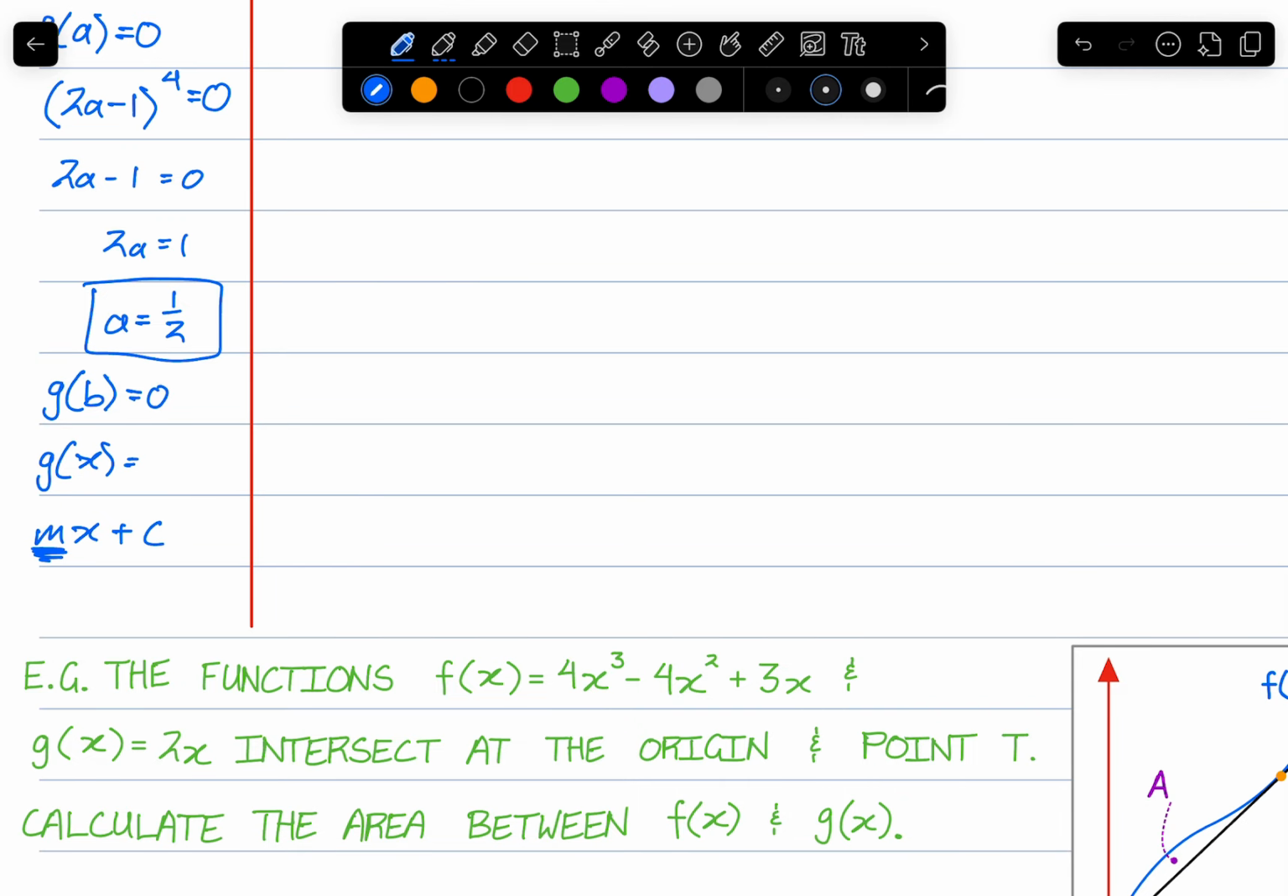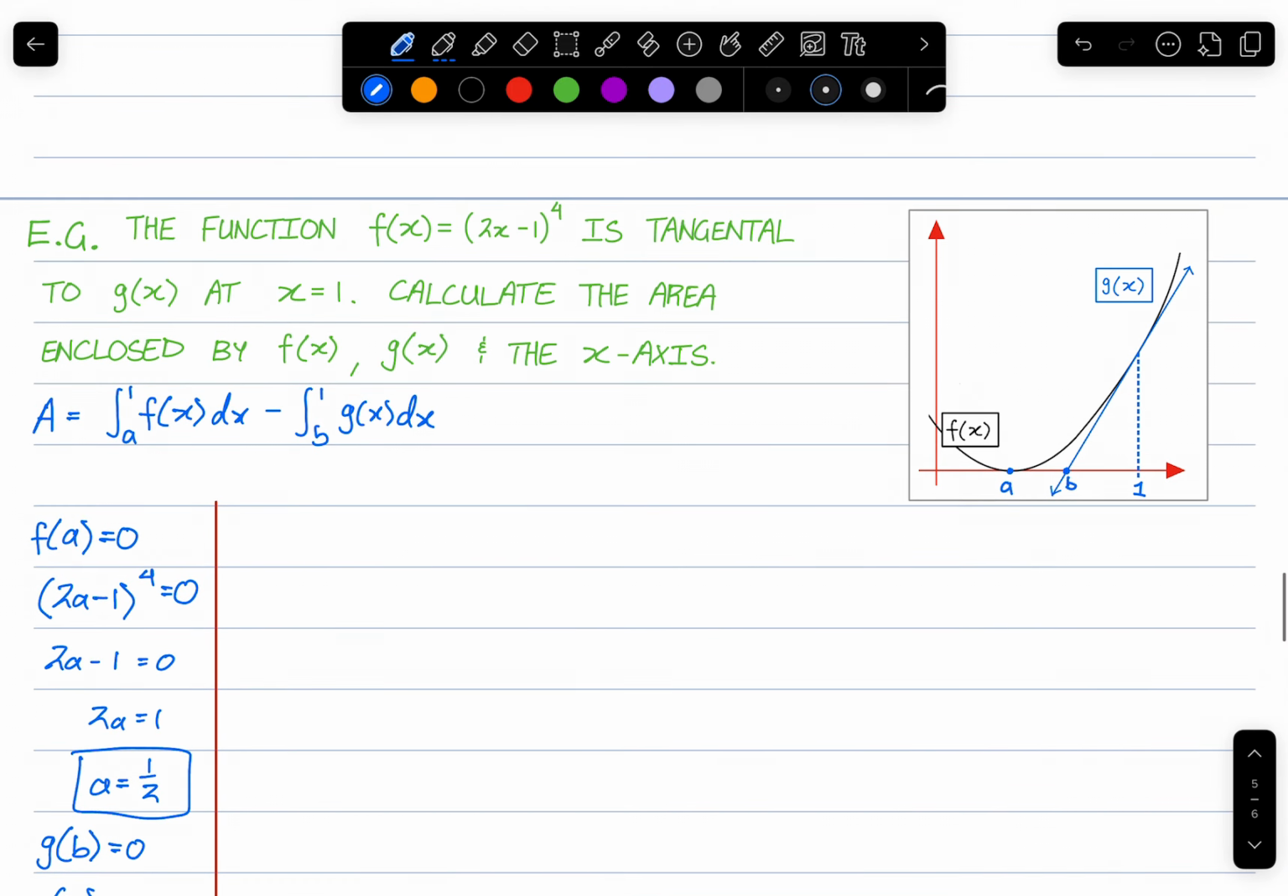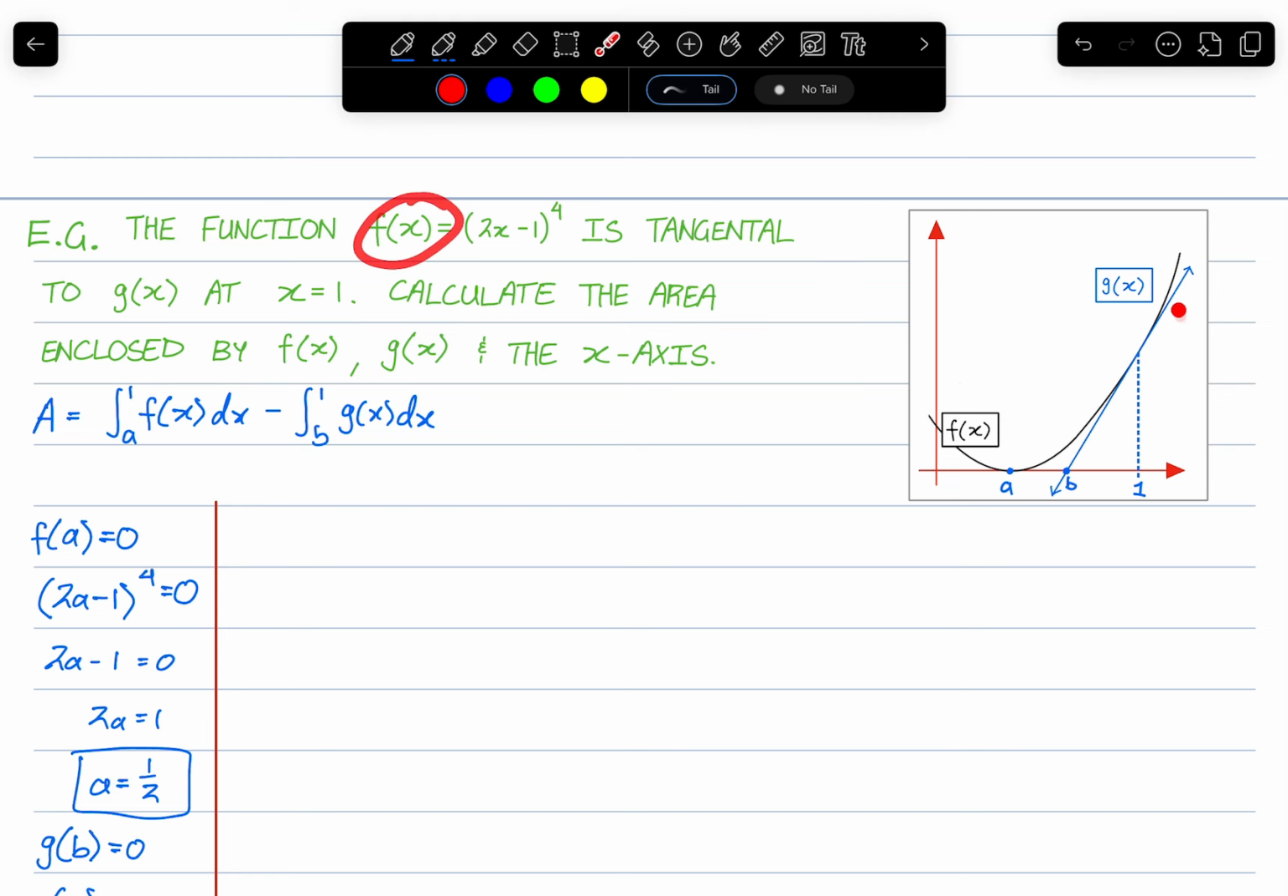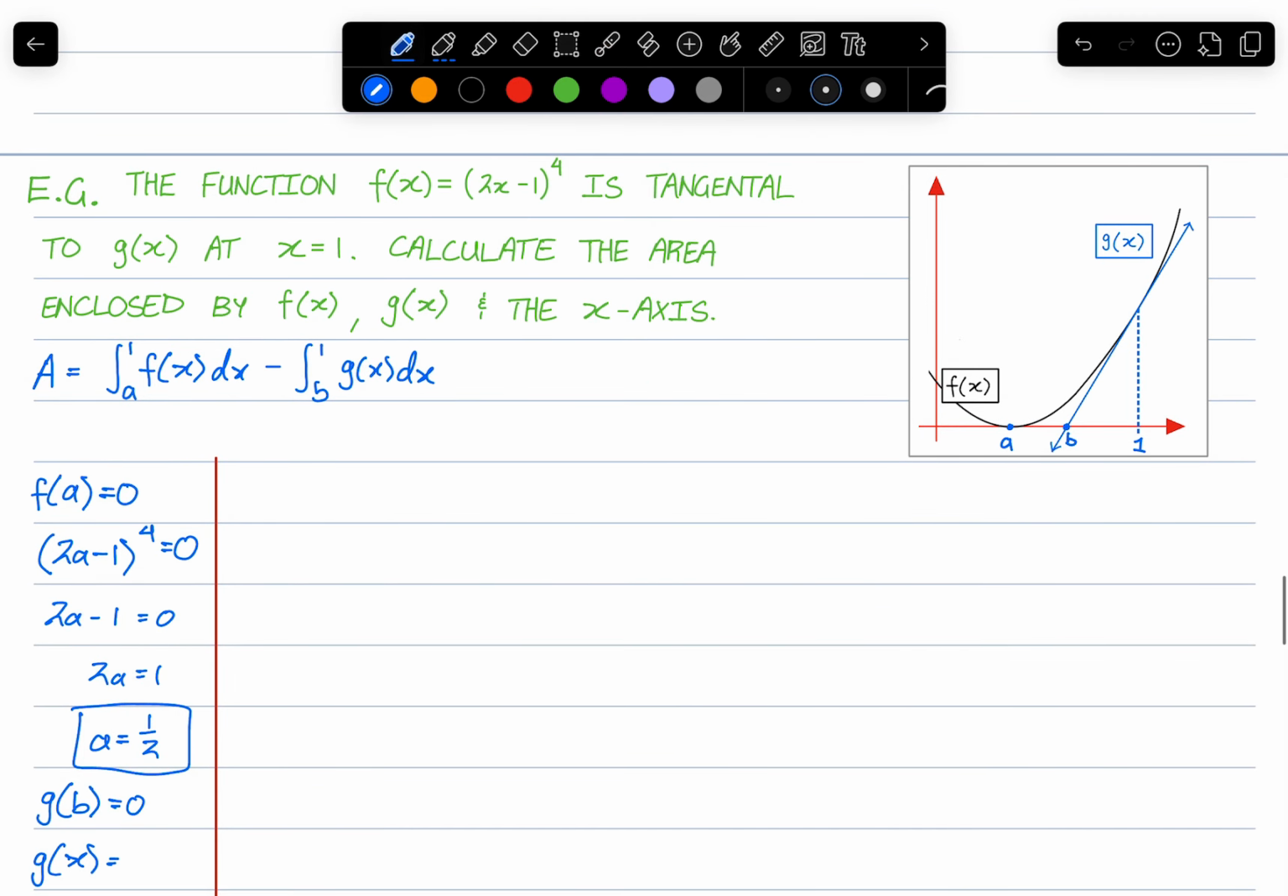We can calculate m because m is the gradient of the function f at x equals 1. And that's because it is tangential, meaning it's a tangent to g of x. So we actually need to find f prime of x first.